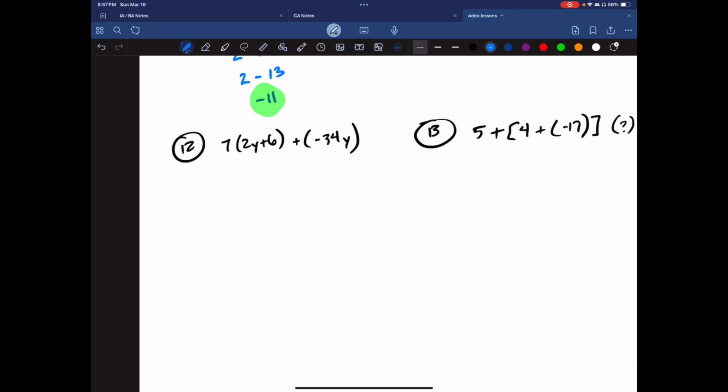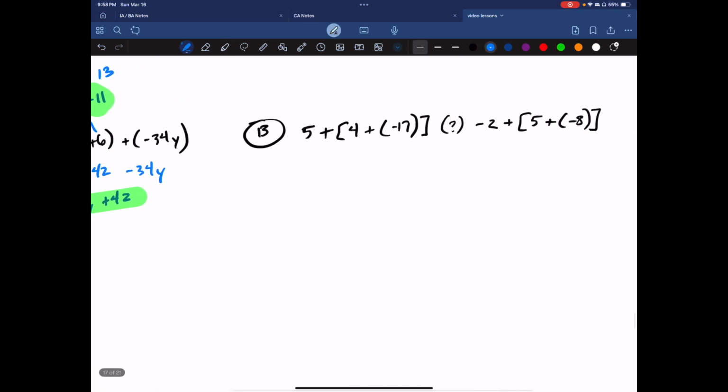On 12, you want to distribute that 7 first. It's going to be 14y plus 42, plus, or excuse me, it's plus a negative. So I'm going to say minus 34y. Okay, I have 14 minus 34. That's going to be negative 20y plus 42. Okay.